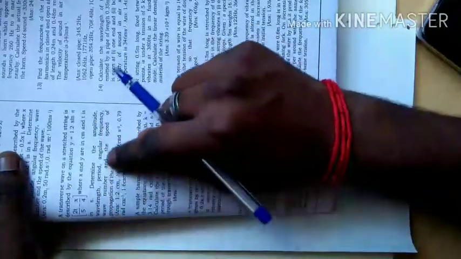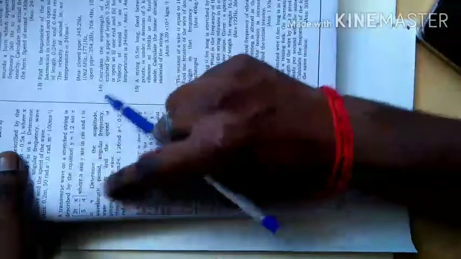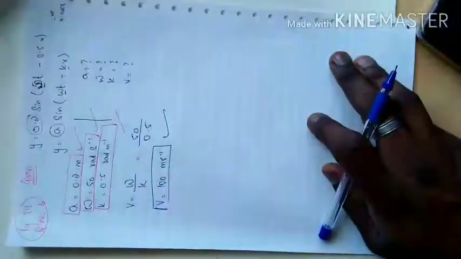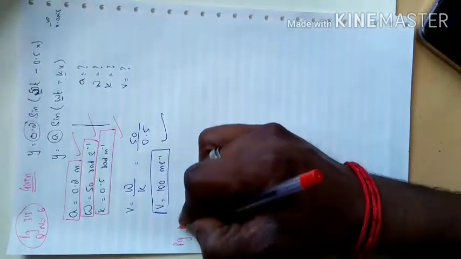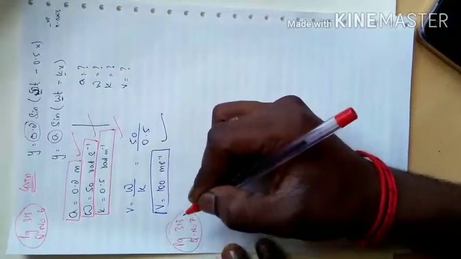Determine the amplitude, wavelength, period, angular frequency, wave number, and the speed of the propagation of the wave. I have read the question. Using this question, I am going to write the given. Just see here what is given here. I'm going to project the question. Page number 313, question number 7.